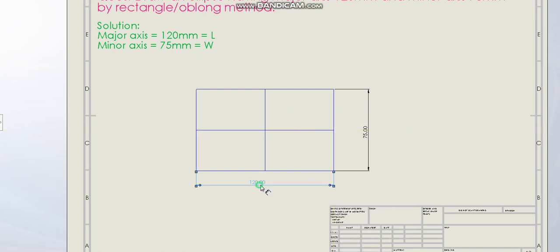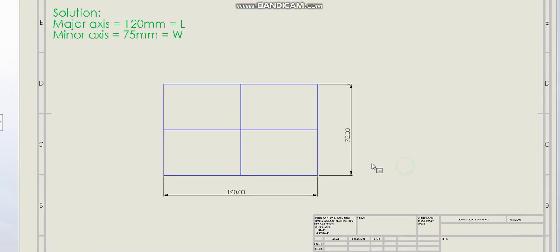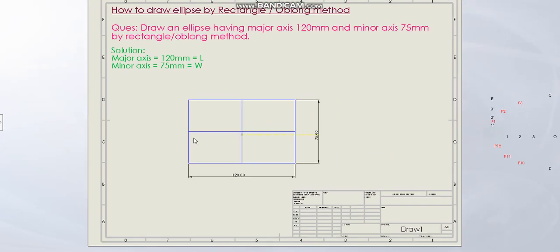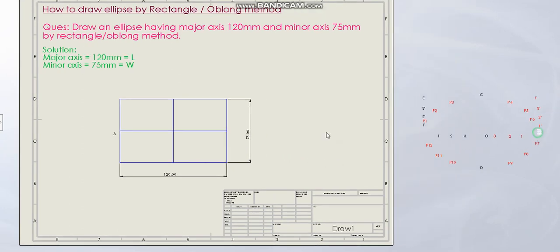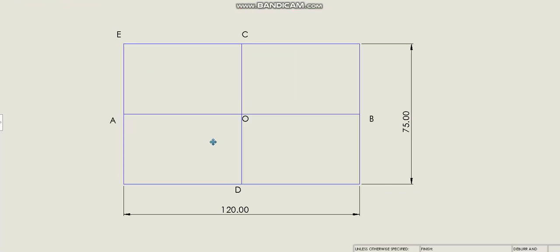Okay, now let's give the labels on the points. This is A, B, C, and D. So this AB is our major axis and CD is the minor axis. Similarly, I will label this point as E and the center point as O.